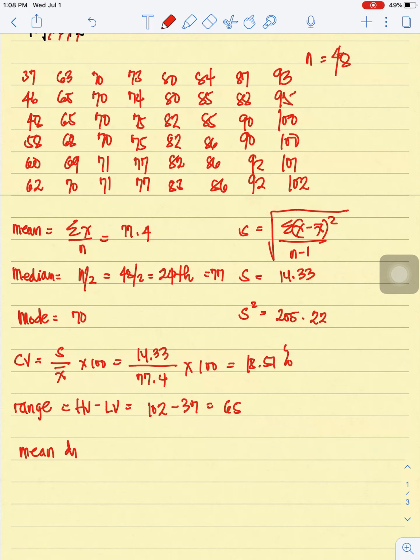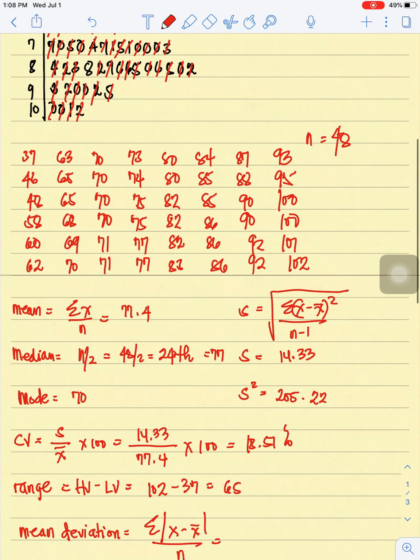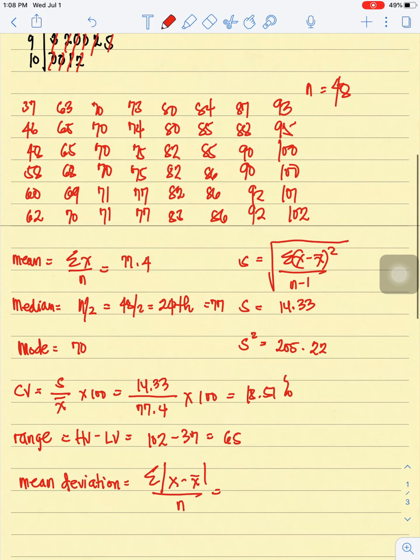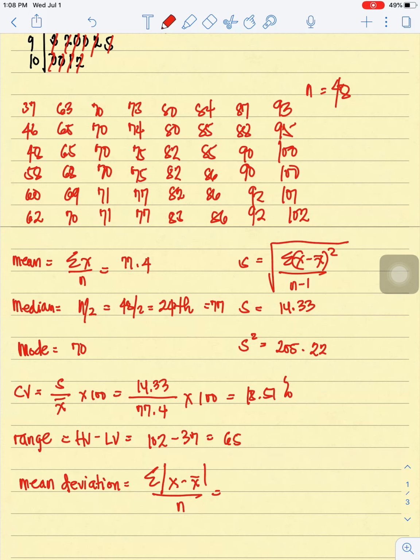Then next is of course the mean deviation. The mean deviation is the summation of the absolute value of x minus x bar over n. I did this manually. So for the summation of the absolute value of x minus x bar, the total is 547.